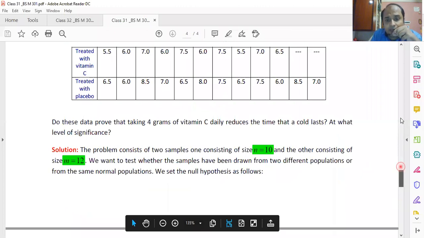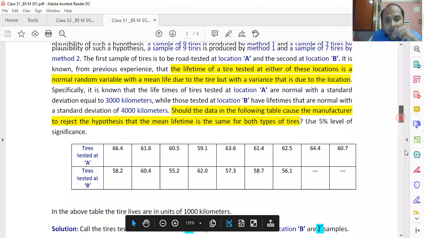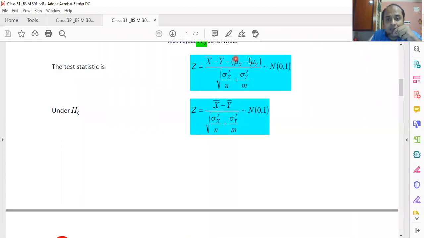In the above formula and the previous problem, the actual formula was like this: Z is equal to x bar minus y bar minus (mu x minus mu y). See the next step. In the null hypothesis, we assume that mu x and mu y are the same. So under the null hypothesis, this vanished. I only wrote x bar minus y bar, because mu x is equal to mu y, so mu x minus mu y vanishes.